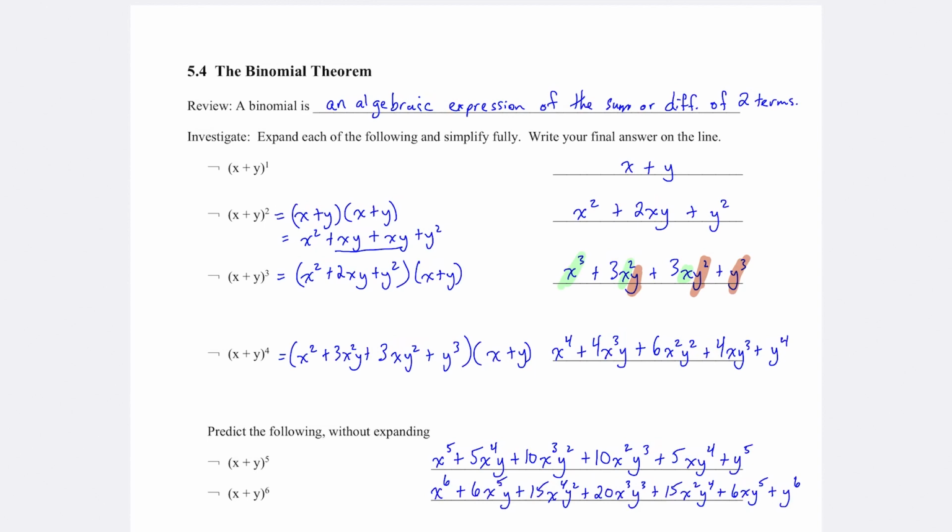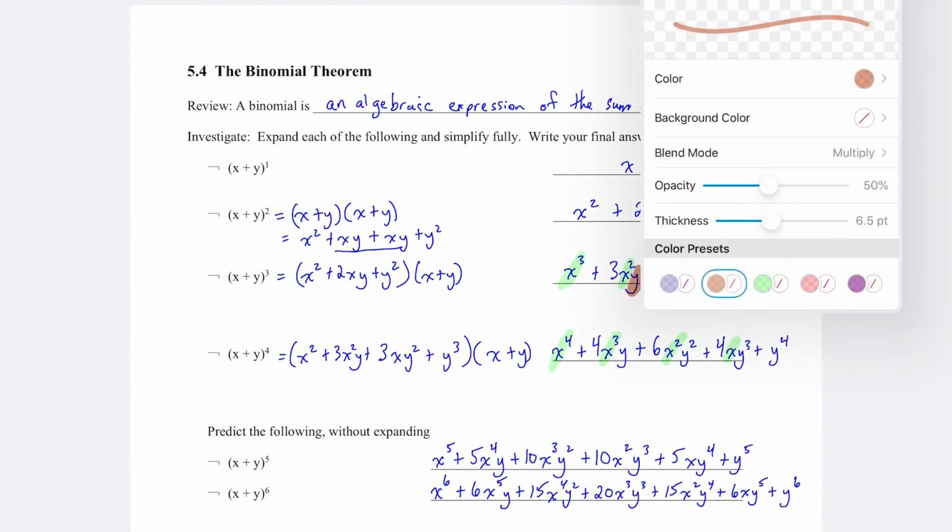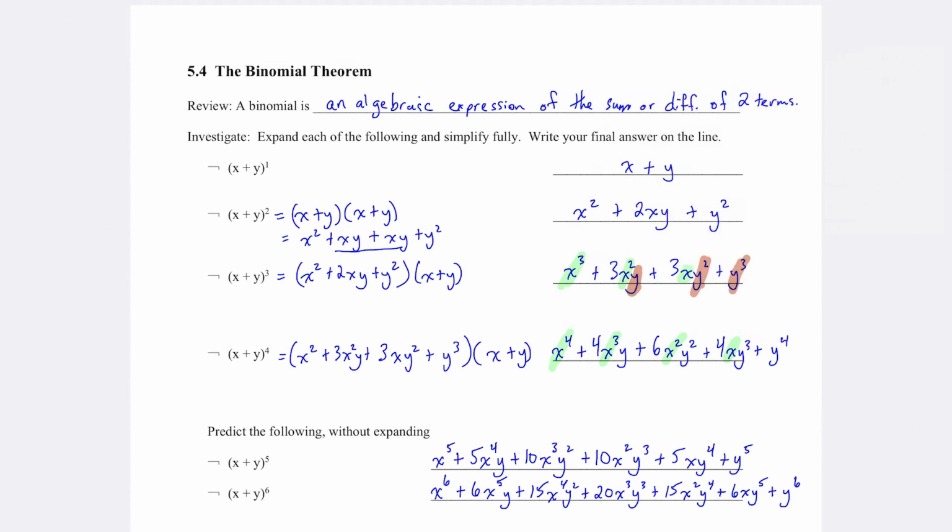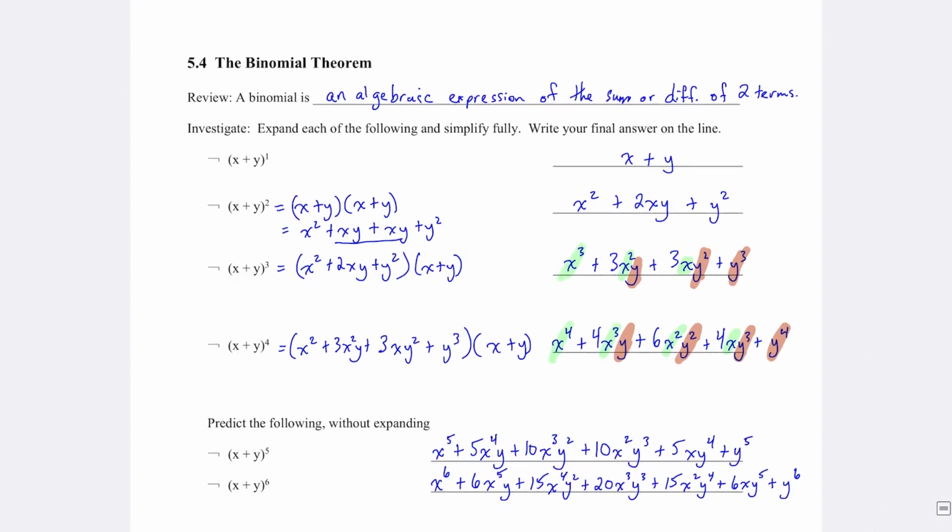Same thing happens with x plus y to the power 4. So we have x to the power 4, then it decreases to x to the 3, 2, x to the power of 1, and then there's no x. And then we have the opposite for y. So on the far right, it's y to the power 4, 3, 2, 1, and then there is no y at the end.